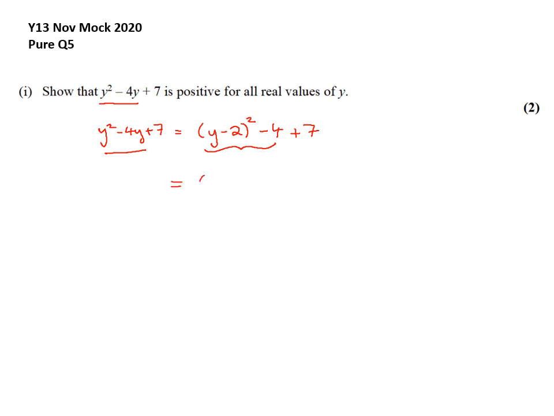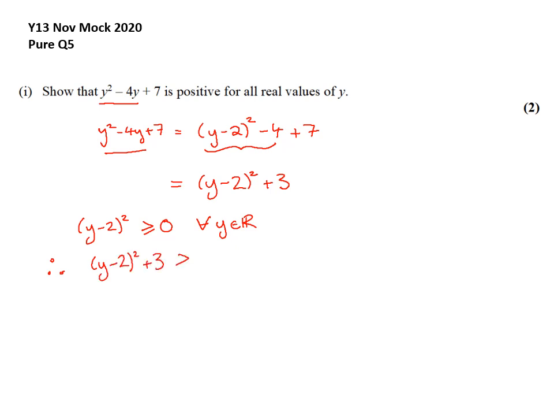Simplify that, that equals y minus 2 squared plus 3. Then we need a statement that says y minus 2 squared is always greater than or equal to 0 for all y. Therefore, y minus 2 squared plus 3, if I add something to that, is always going to be greater than 0 for all y belonging to R. In fact, it will be greater than or equal to 3, but the top statement there is what we've been asked to show.